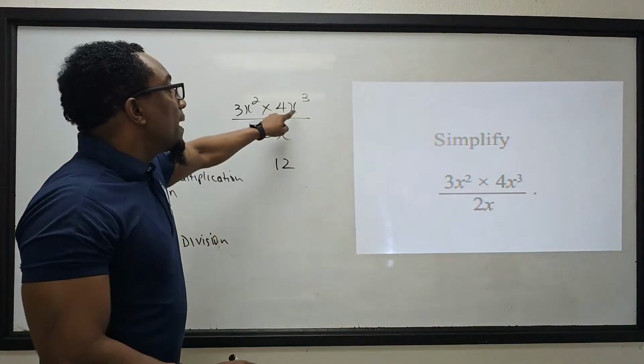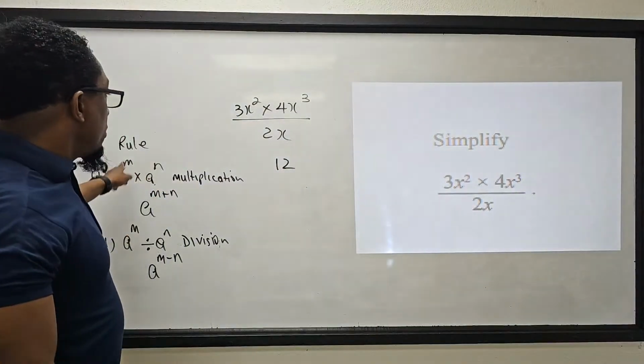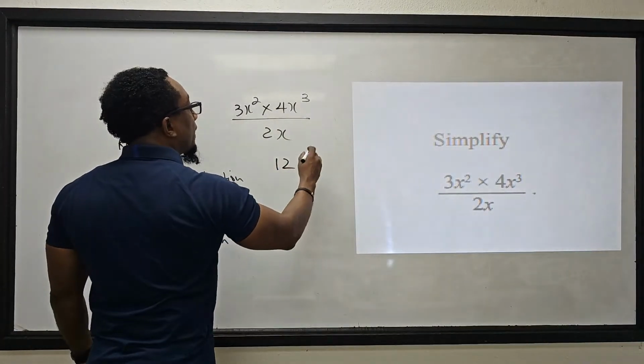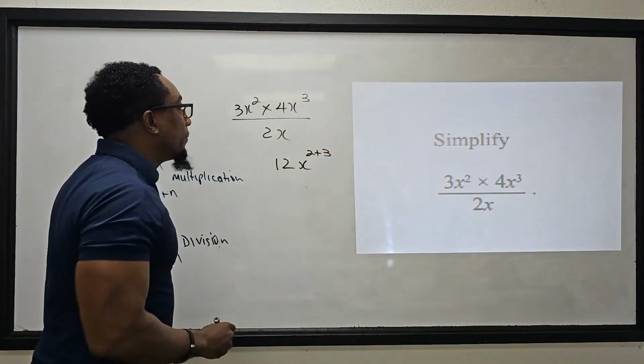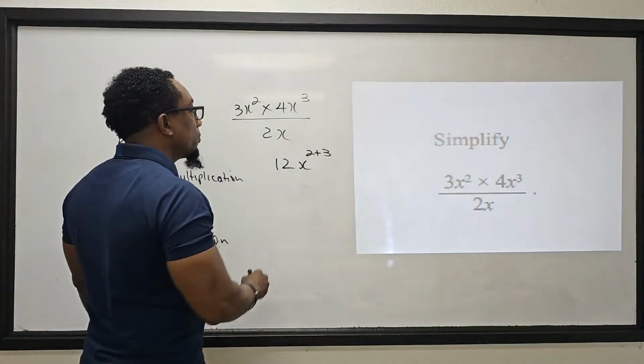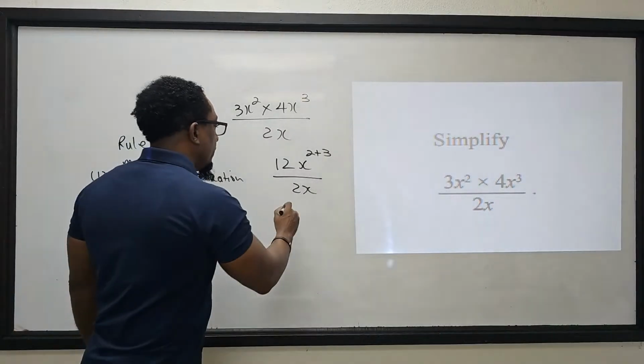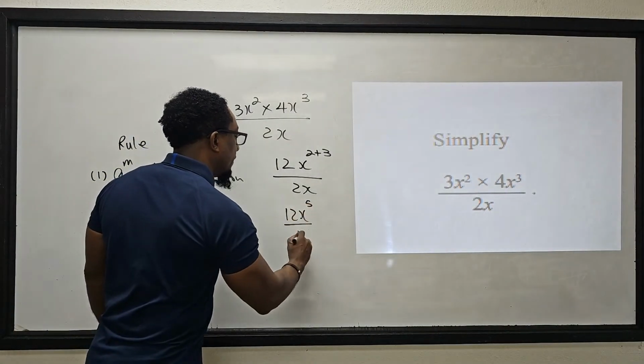X to the power of 2 by x to the power of 3. I'm applying my rule of multiplication. I have the same base x. I keep the x as my base and I add my powers. So this will give me 12x to the power of 5 all over 2x. So I have 12x to the power of 5 over 2x.